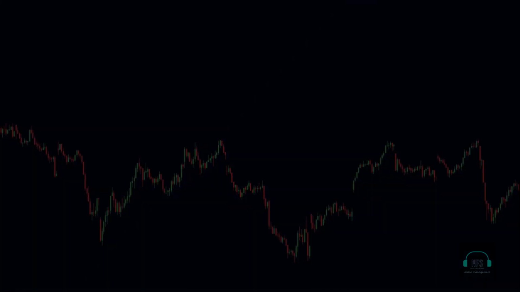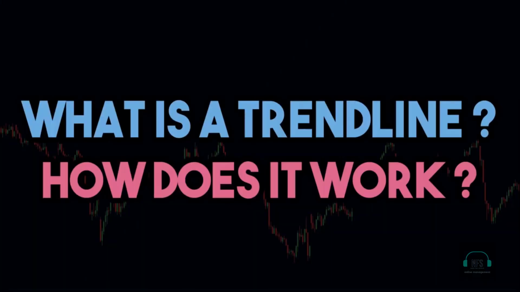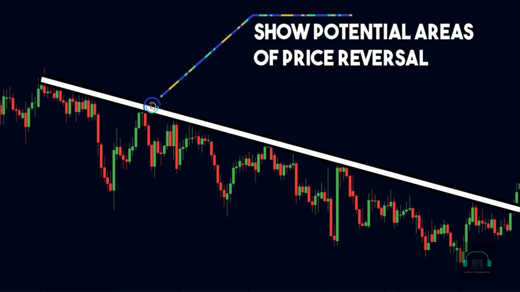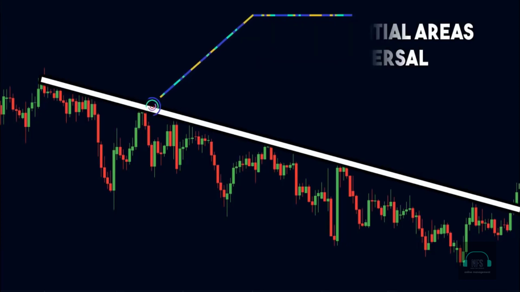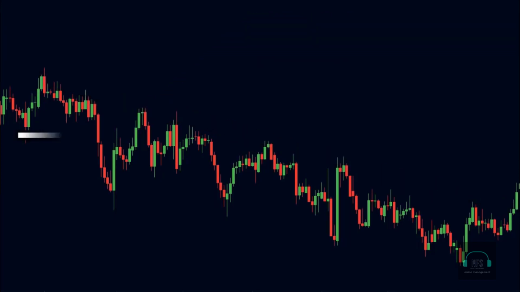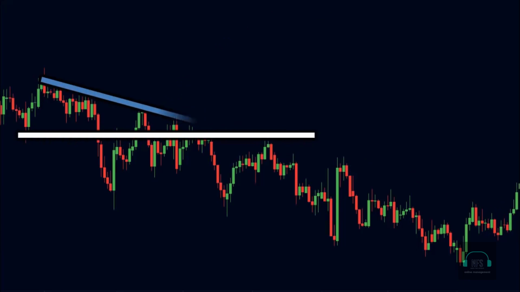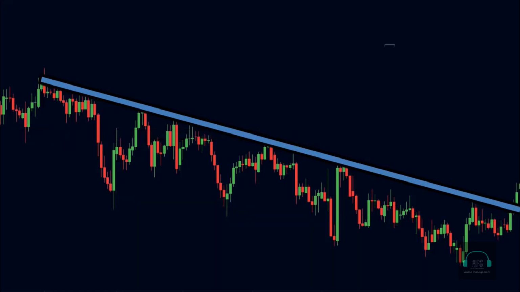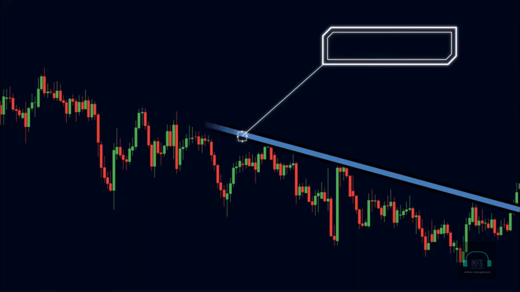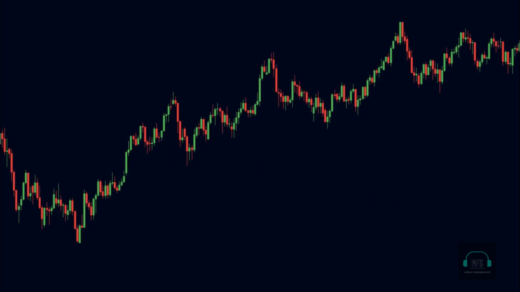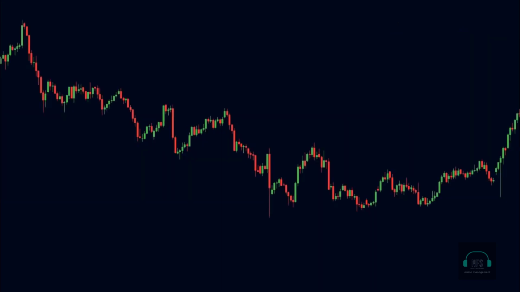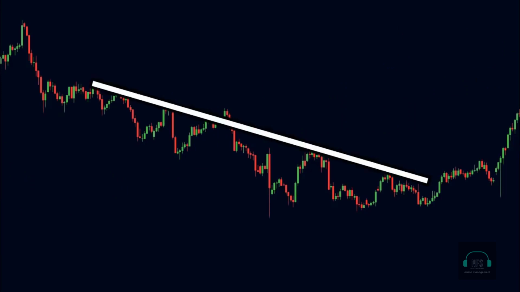Firstly, let us understand what is a trend line and how does it work. Just like support and resistance levels, trend lines are lines that show potential areas of price reversal. The only difference between the support-resistance levels and trend lines is that support levels are horizontal lines, while the trend lines are sloped lines. In an uptrend, we can see that the trend lines are sloped upwards. Similarly, in a downtrend, we can see that the trend lines are sloped downwards.